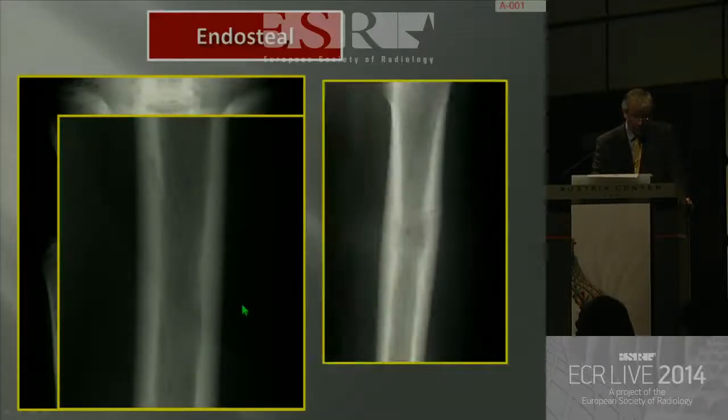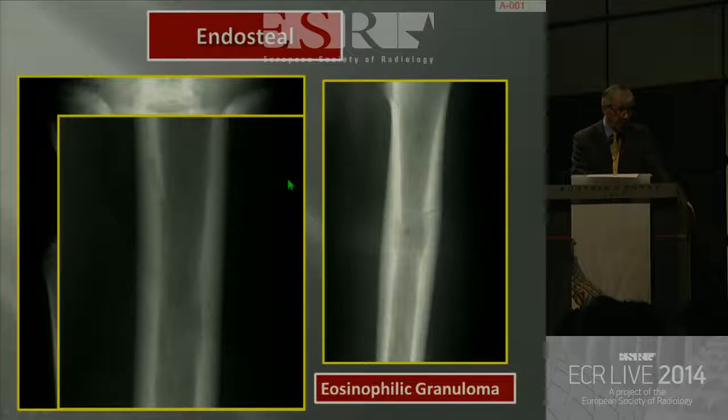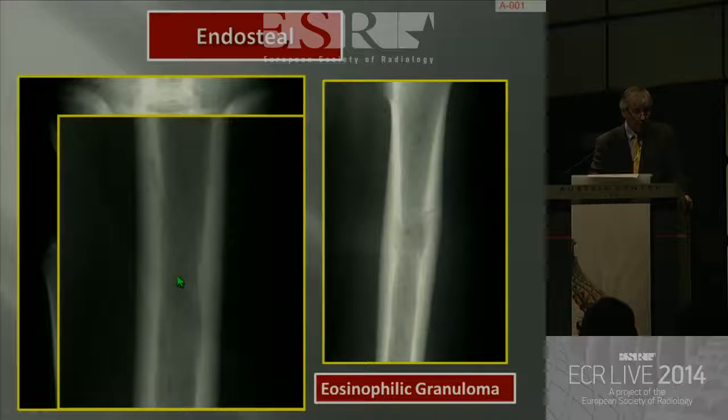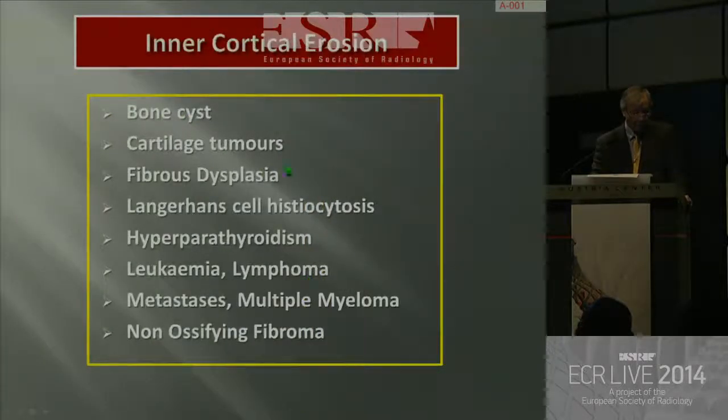So what's the diagnosis? Well, later on, you can now see it more clearly, and you can also see that there is a little periosteal reaction related to it, and this is an eosinophilic granuloma. So the message is, again, look at the whole film and beware of some of these little minor signs. Clearly, it is much more visible at a slightly later stage. Inner cortical erosion can be caused by a number of things, but the cartilage tumors, fibrous dysplasia, bone cysts, and Langerhans cell histiocytosis are some of the key features.